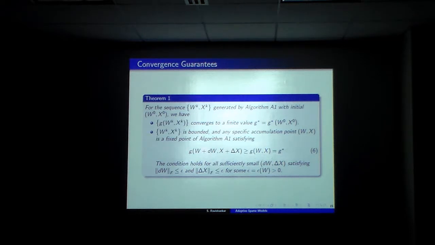For simplicity, I'm just saying that you can have only local perturbations, but in our expanded paper, we have shown that some of these perturbations can in fact be pretty large in certain scenarios. So the region where this optimality condition holds need not be too small.